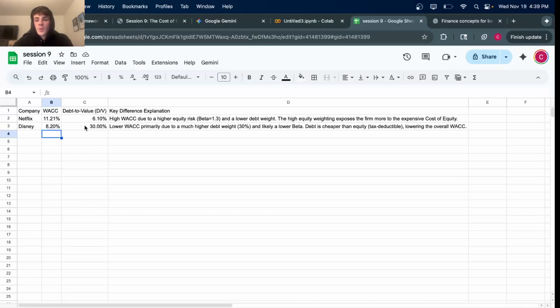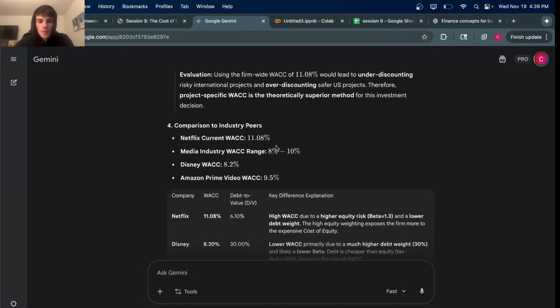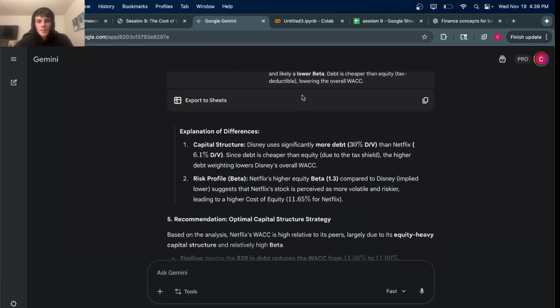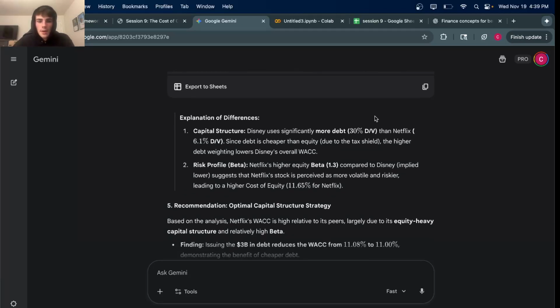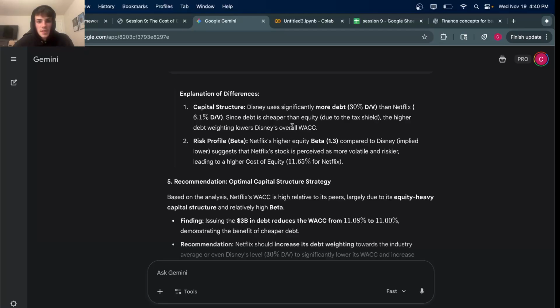The high equity weighting exposes the firm more to the expensive cost of equity, and you can see how much higher Disney's debt to value percentage is than Netflix's. I think this is because of a lower weighted average cost of capital, primarily due to a much higher debt weight, 30%, and a lower beta. Debt is cheaper than equity because it's tax deductible, lowering the overall weighted average cost of capital for Disney. And right here is just giving those explanations again as well.